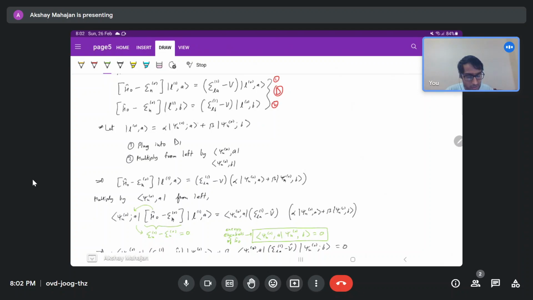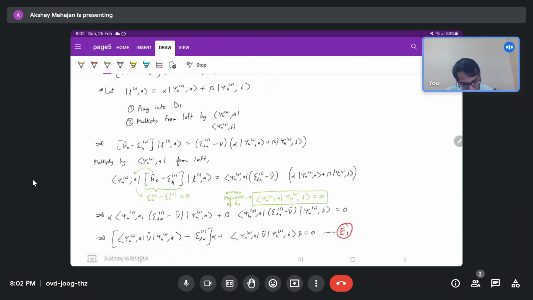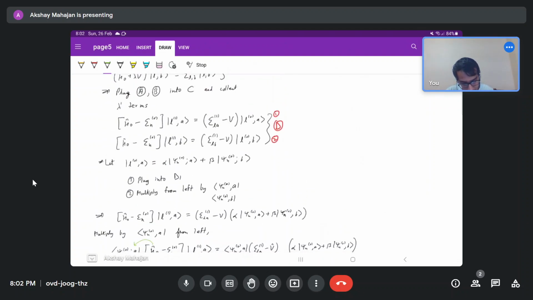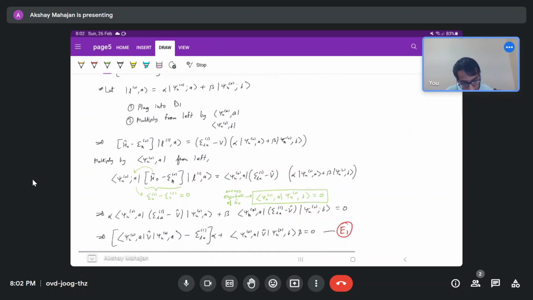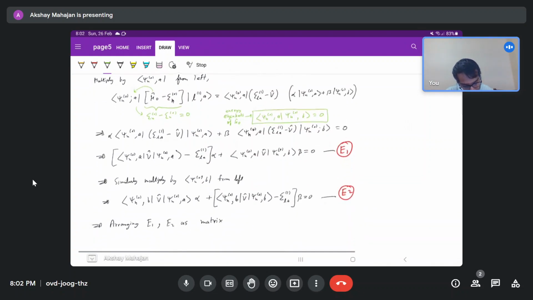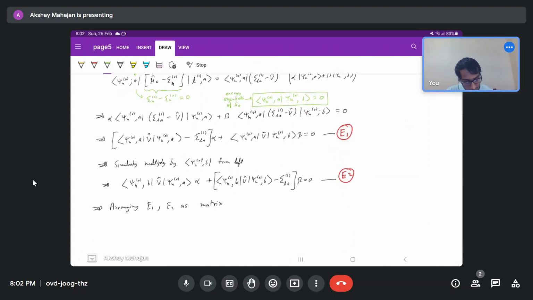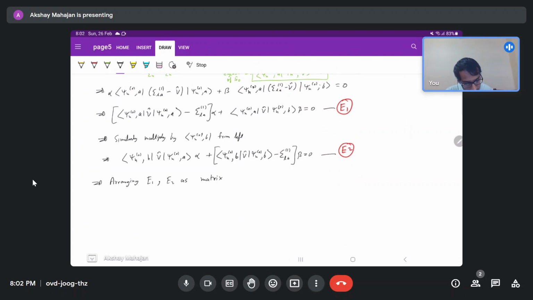Let's say alpha times some psi n of the zeroth order of A, and beta times that other degenerate state. Then what we will do is we will plug this into our D1 equation that we got from lambda power 1 terms, and then, as we did for the non-degenerate case, we are going to multiply it by both the degenerate states, one time by psi 0 of A and one time by psi 0 of B. Doing this, we can get these two equations E1 and E2. All right. So we got these two equations E1 and E2.